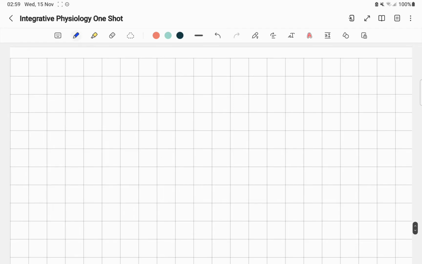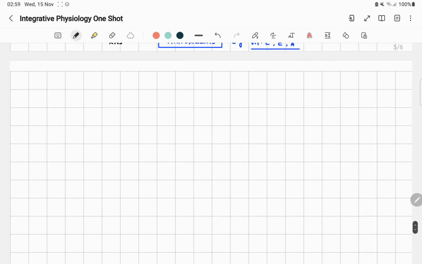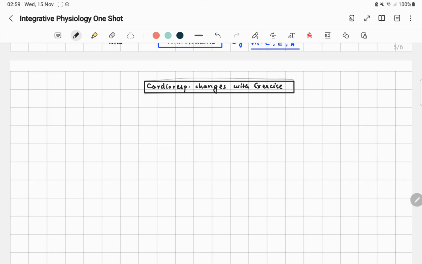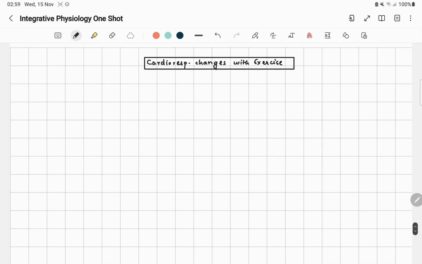Now let's discuss temperature and exercise, the physiological responses to exercise and the response to extreme heat and cold. So we are talking about cardiorespiratory changes with exercise.